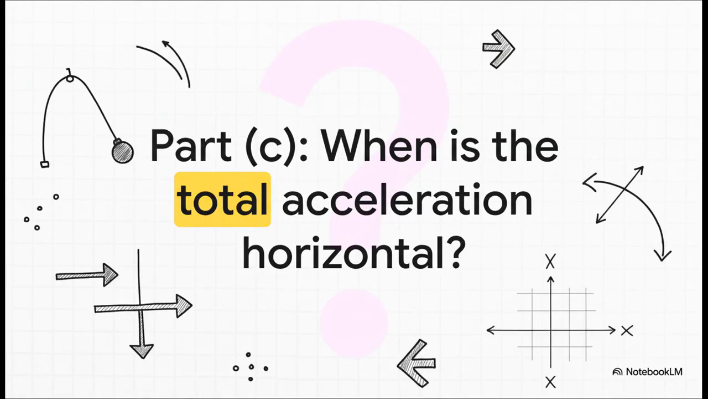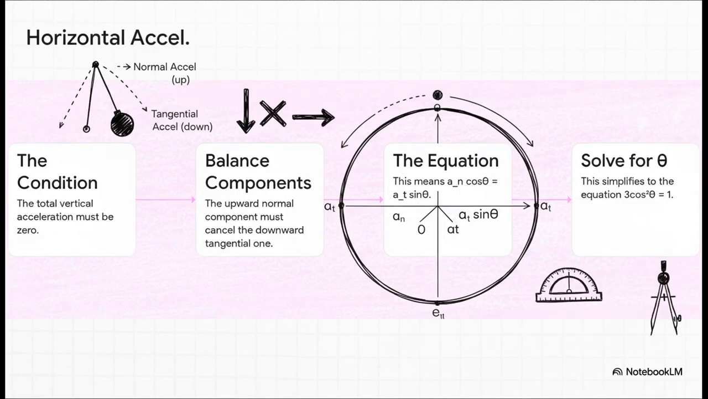All right, on to the last piece of the puzzle, part C. And this one is a really great question. It's a real test of whether you understand how vectors work. So think about it. What does it actually mean for that total acceleration arrow to be pointing perfectly sideways, perfectly horizontal? Well, if the final result is purely horizontal, it has to mean that any upward motion and any downward motion have perfectly canceled each other out, right? They have to be in perfect balance.